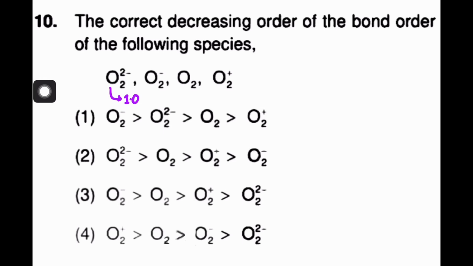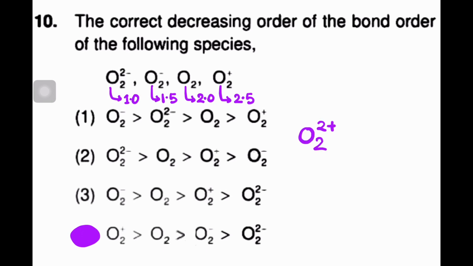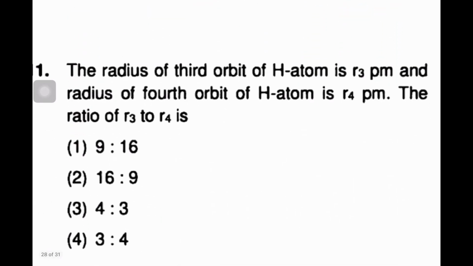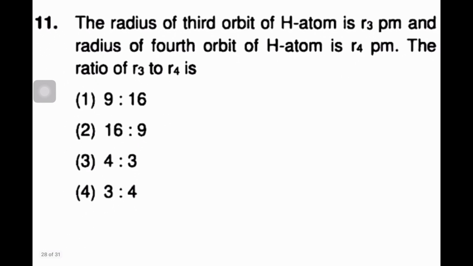1. Okay. Now this has a total of 17 electrons, so its bond order will be 1.5. With 16 electrons, the bond order is 2, and with 15 electrons, the bond order is 2.5. So if you see the correct order of bond order, it is going to be the fourth one. And suppose it is O2 2+, then it has 14 electrons, and in this case bond order is maximum, that is 3.